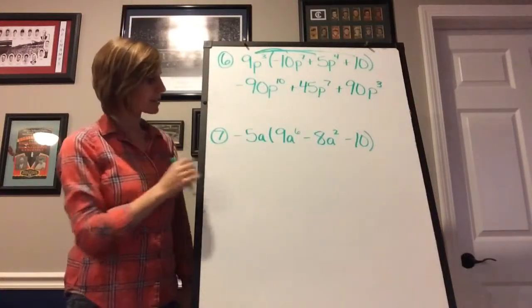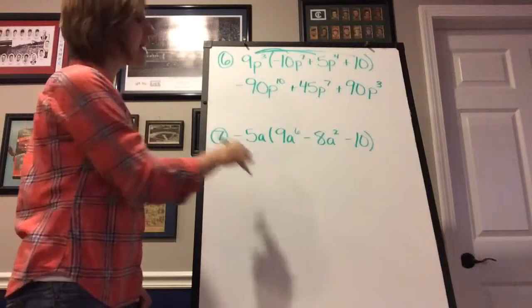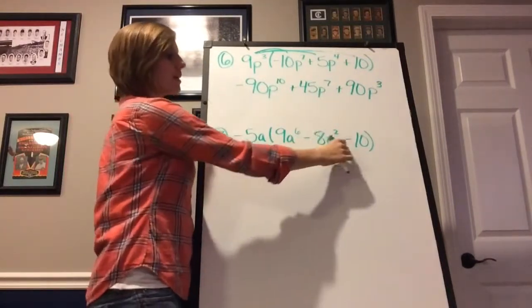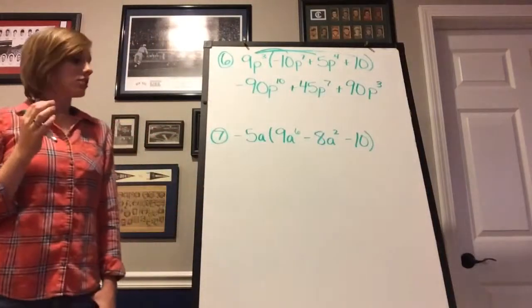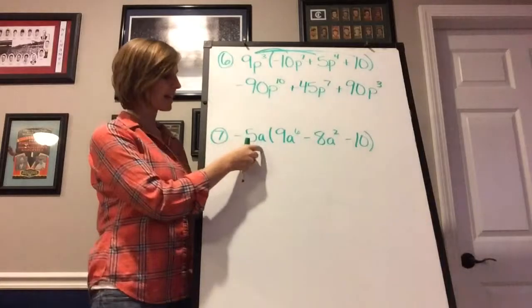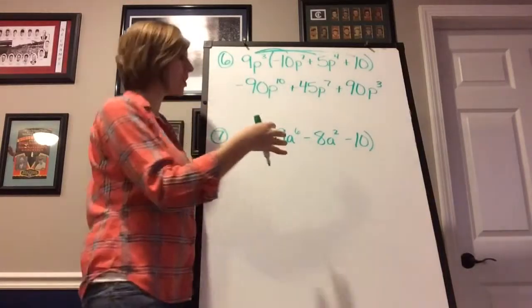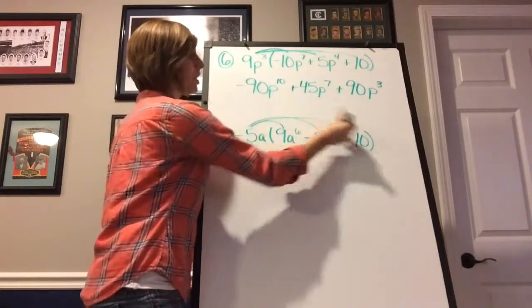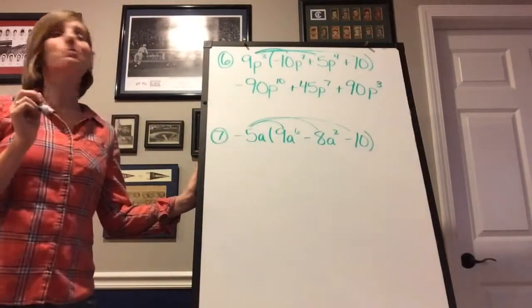All right, for problem number 7, we have negative 5a, and then in parentheses, 9a to the 6th minus 8a squared minus 10. So again, what we're going to do first is that distributive property. Take that negative 5a and go ahead and distribute that to all the terms inside the parentheses. So each one.